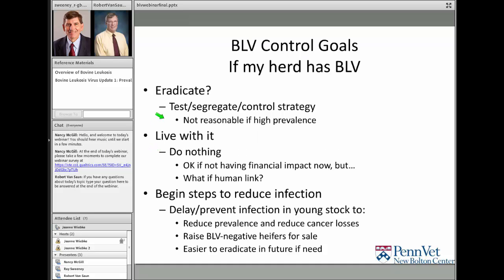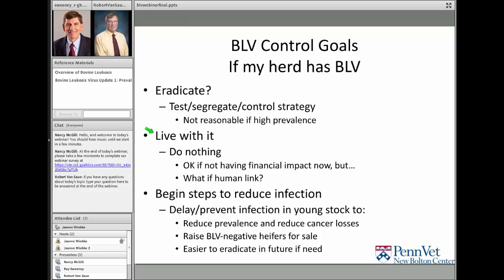But let's talk about what if you're one of the 90% that does have BLV in your herd. So what would be your strategy? Your strategy will depend on your goals. Is your goal to eradicate the infection? If you have a low prevalence, then you might be interested in employing a test, segregate, cull strategy to try to develop a BLV-free herd. But if you have half your animals infected, which is like most herds that are infected, this is not going to be reasonable. You're not going to be able to get rid of half your animals. So this is probably a realistic goal only for a very few herds that have a very limited prevalence.